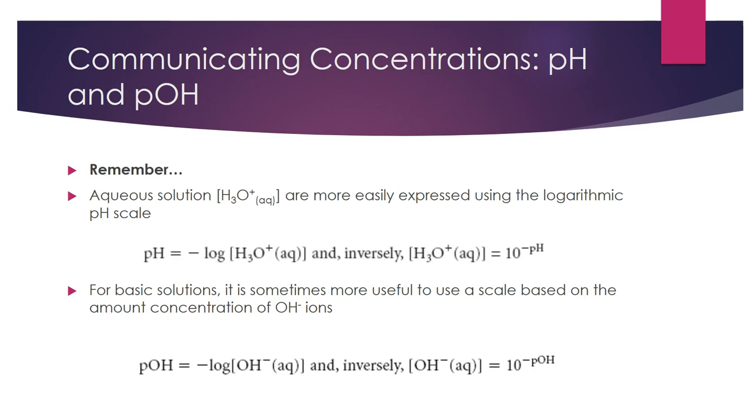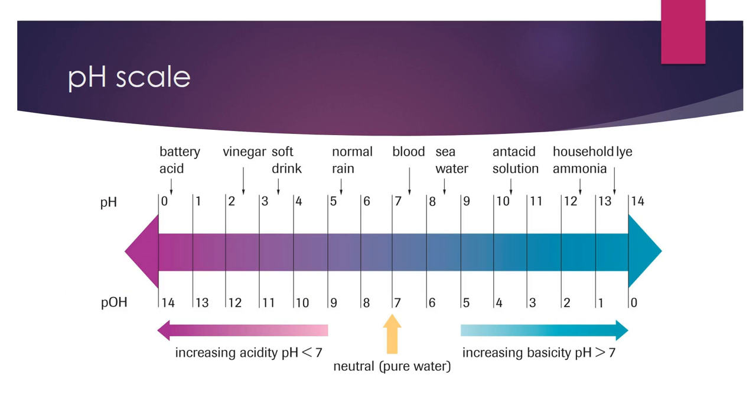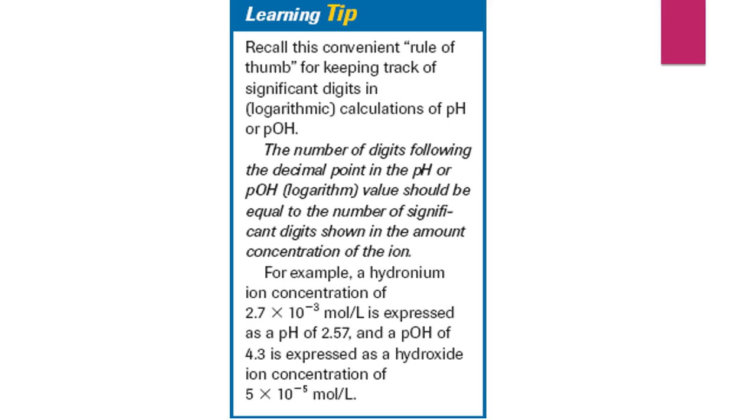Please review the equations for calculating pH and pOH. We will be using these logarithmic equations throughout the rest of this unit. The pH scale is related to the concentration of hydronium and hydroxide ions in a solution. Don't forget to be mindful of the special rule for significant digits of logarithms. Only the digits that follow the decimal point in pH or pOH are significant.